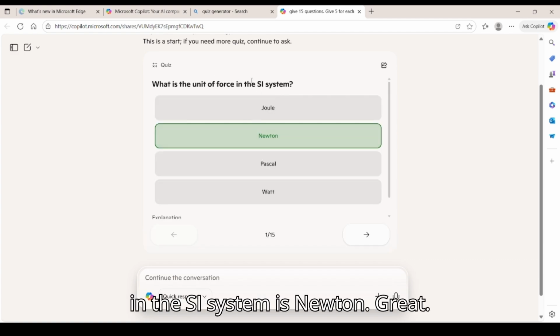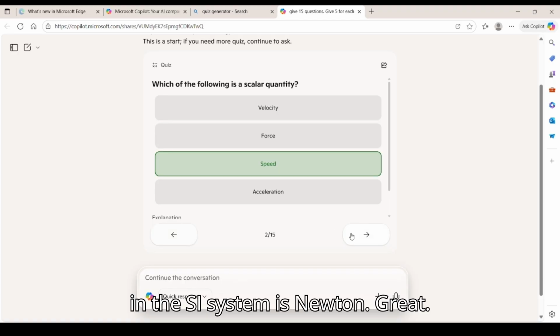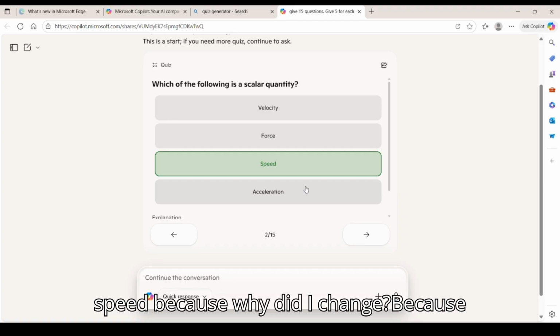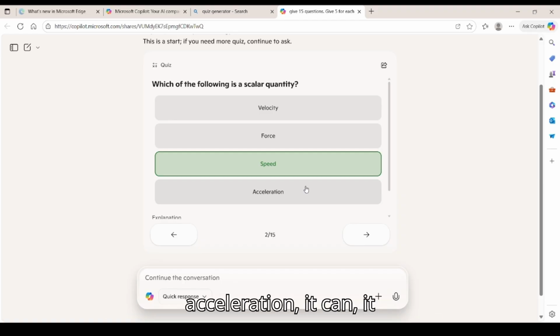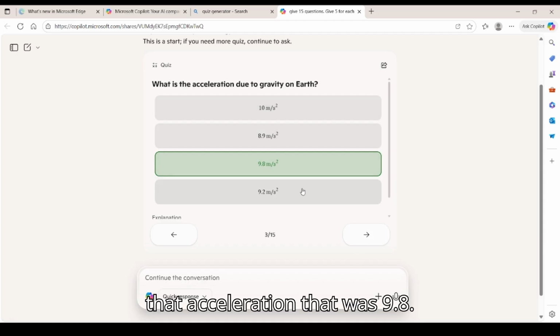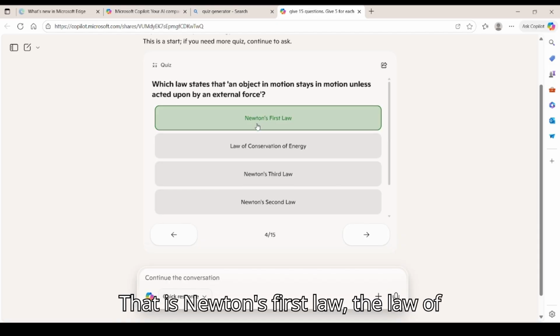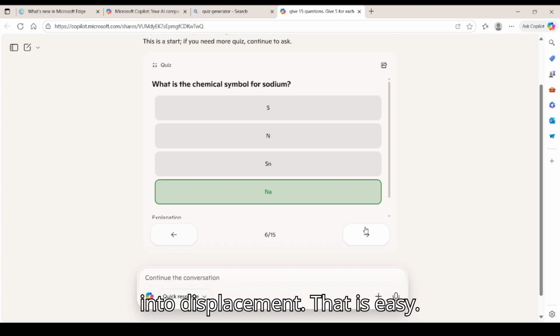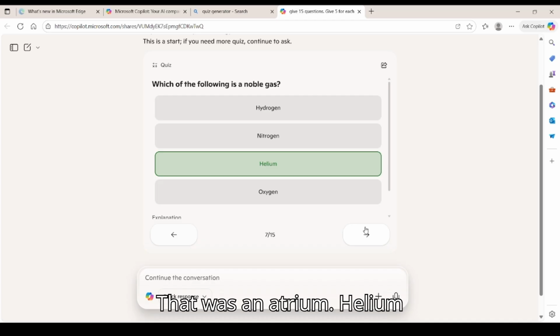So the unit of force in the SI system is Newton, great, and the scalar quantity was actually speed. Why did I change? Because acceleration is based on direction, which I thought, because it can be forward or backward. So speed is that. Acceleration due to gravity, that was 9.8. That is Newton's first law, the law of inertia. This is force times displacement. That is easy. That was natrium.